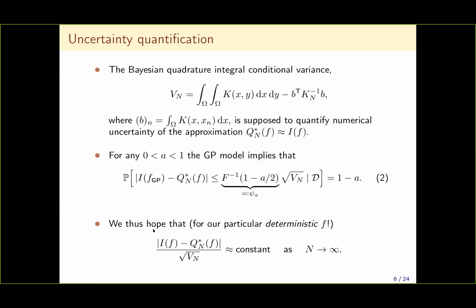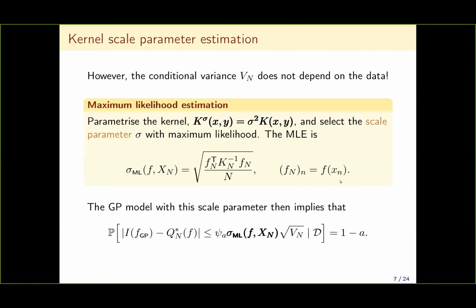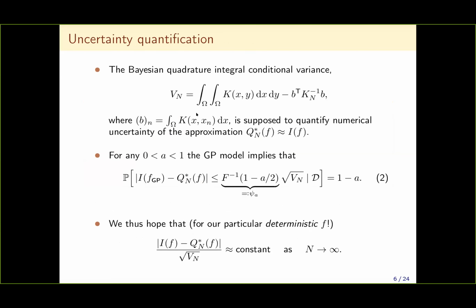But now it needs to be recognized that our particular deterministic f does not have to have anything to do with the actual Gaussian process. So it doesn't have to be, say, a sample from the GP or anything like that. And the second problem is that the conditional variance does not depend on data. If we look at it here, we see that there is no dependency on the function values, which is a bit problematic if the variance is supposed to tell us something about the uncertainty of our approximation.